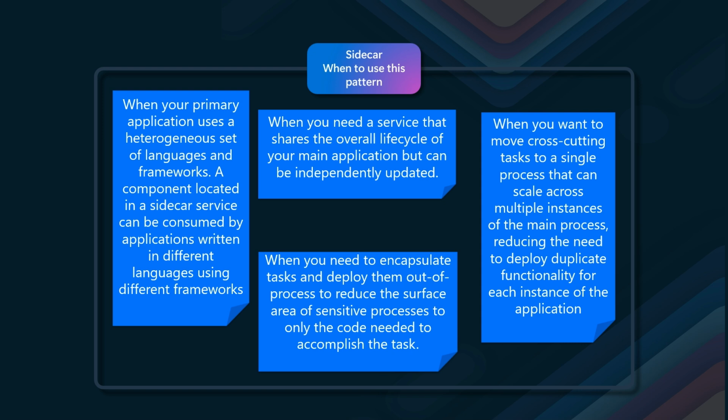Operational excellence. So when you want to implement flexibility and tool integration that might enhance the application's observability, but without requiring the application to take direct implementation dependencies, the sidecar functionality can evolve and be maintained independently of the application's lifecycle. Performance efficiency. So when you want to move cross-cutting tasks to a single process that can scale across multiple instances of the main process, reducing the need to deploy duplicate functionality for each instance of the application. By considering these scenarios, you can effectively use the sidecar pattern to enhance the modularity, security, and maintainability of your applications.